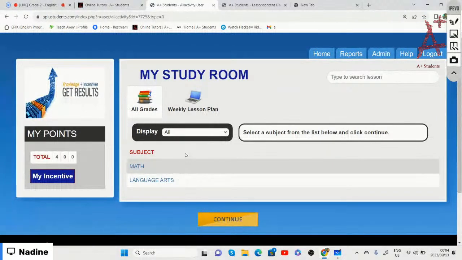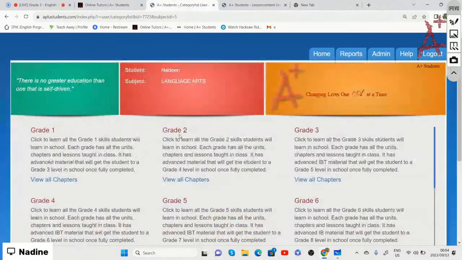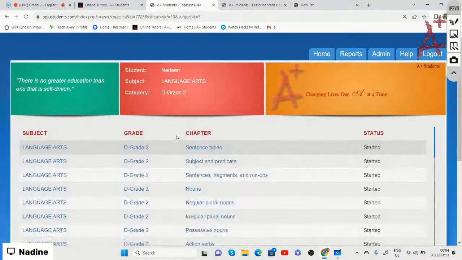Once we've logged in with our username and password, we're going to select the subject of language arts, grade 2. The chapter that we are focusing on today is sentence types.